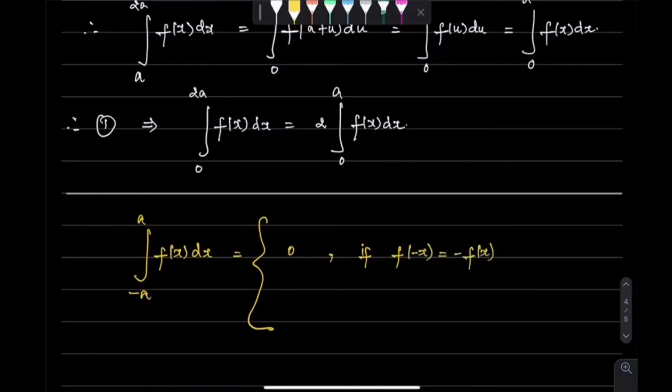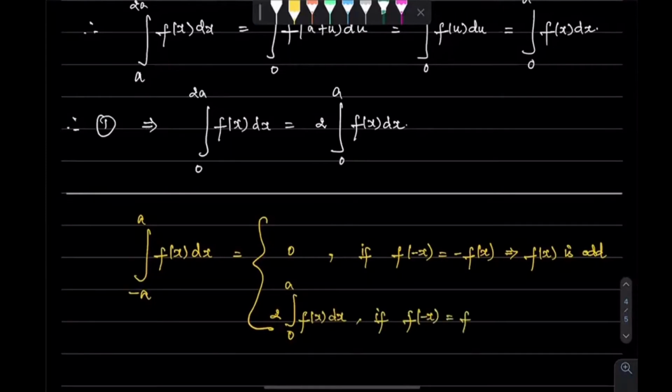So what does it mean? This means f of x is an odd function. And if it is even, the integral from minus a to a of f of x dx is 2 times the integral from 0 to a of f of x dx, if f of minus x is equal to f of x, that is, f of x is an even function. You okay, children? You happy?